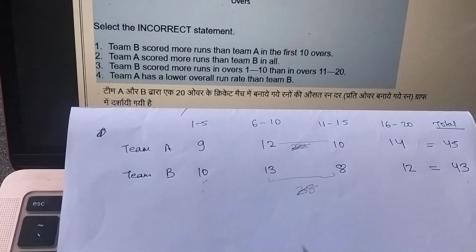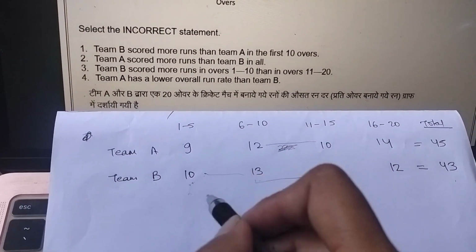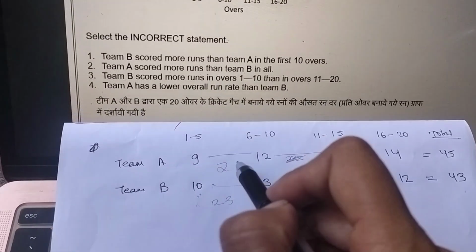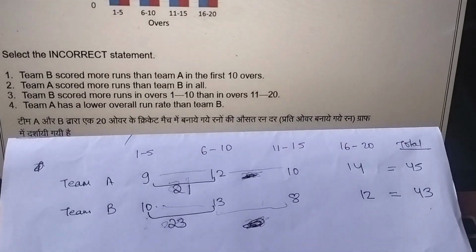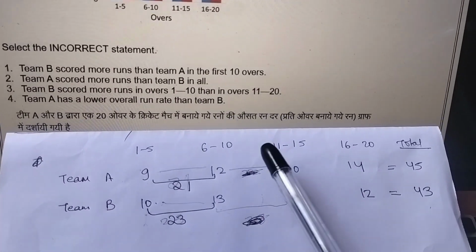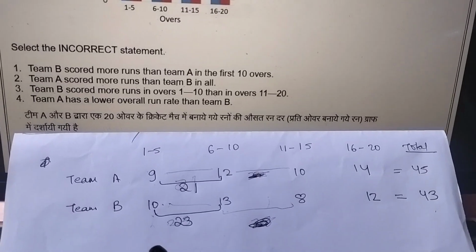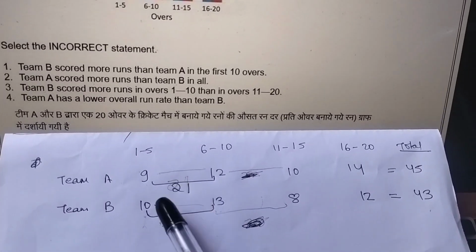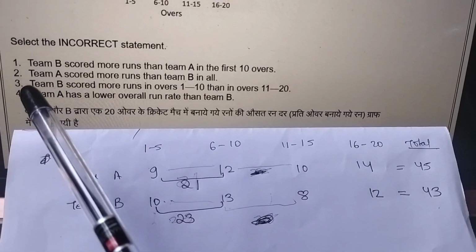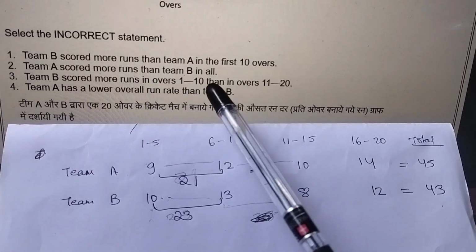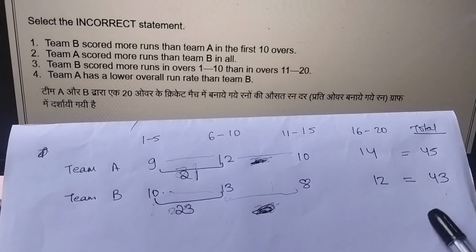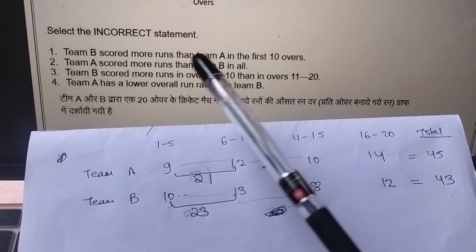So here this is 23, and this is 12 plus 9 is 21. Here it says team B scored more runs than team A in first 10 overs. So it is the first 10 overs from 1 to 5 and 6 to 10. So here team B scored 23 and team A scored 21 runs. So this first option is right. We are asked to choose the incorrect option. So in the second option, team A scored more runs than team B in all. So in total, team A has scored 45 runs and team B has scored 43 runs. So this option is also correct because team A scored more runs.